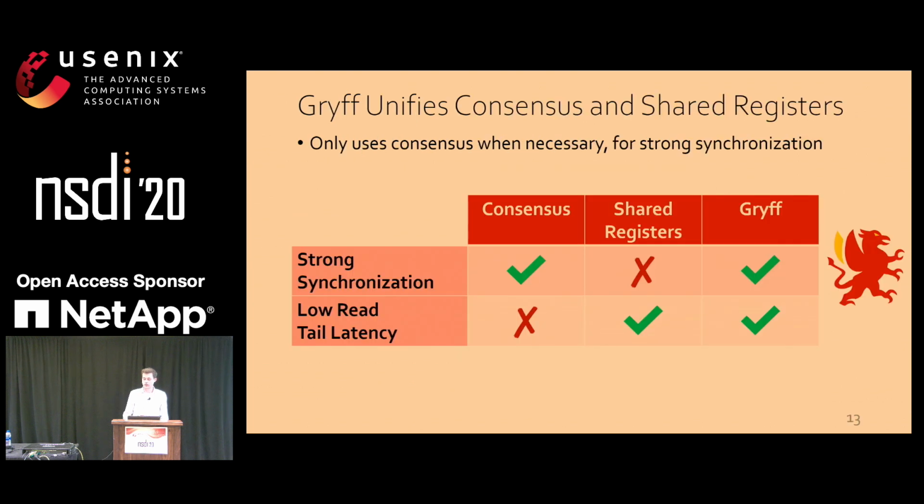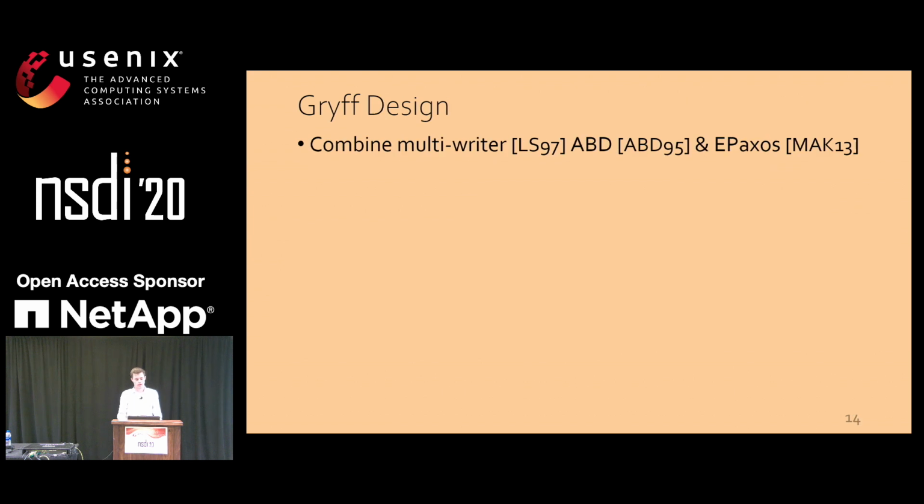We use Carstamps to implement a system called Gryff. Gryff achieves both strong synchronization and low read tail latency by using consensus only when necessary for strong synchronization operations. Gryff's read and write protocols are based on a multi-writer variant of the ABD shared register protocol, and its read-modify-write protocol is based on EPaxos.